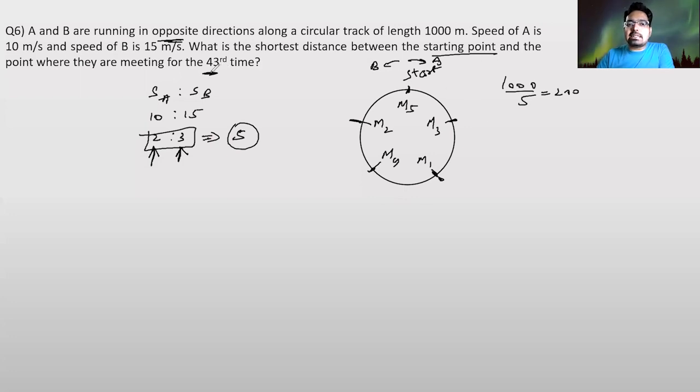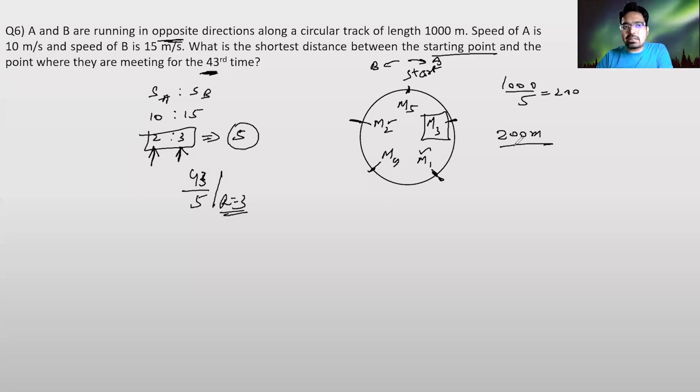Now, what is it that they're saying? 43rd time. So there are 5 distinct points. So 43 divided by 5, you will get a remainder of 3. So basically they are talking about the third meeting point. So your first meeting point is over here. Your second meeting point is over here. Your third meeting point is over here, which will be your 43rd meeting point as well. And what is the shortest distance from the starting point? That's 200 meters, right?